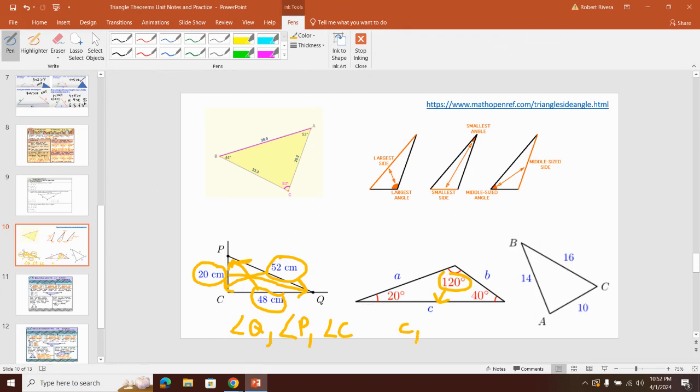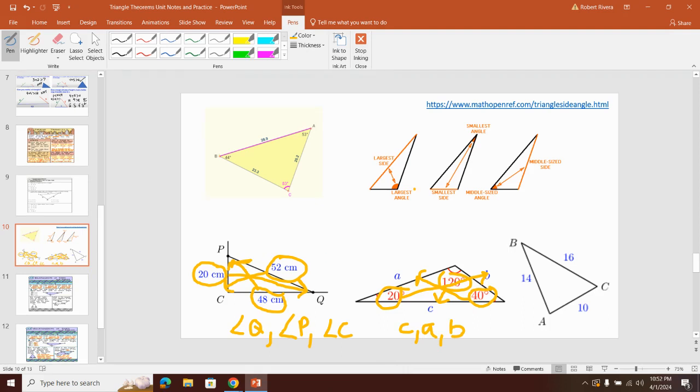Comma. Who's the next greatest angle? Because 40 degrees is the next greatest angle. And who's opposite to that one? Just shoot it across. It's who? A. That would be the medium size angle with a medium size side. And then we have the smallest angle. Who's opposite to the smallest angle? B. And that's how you would figure it out.